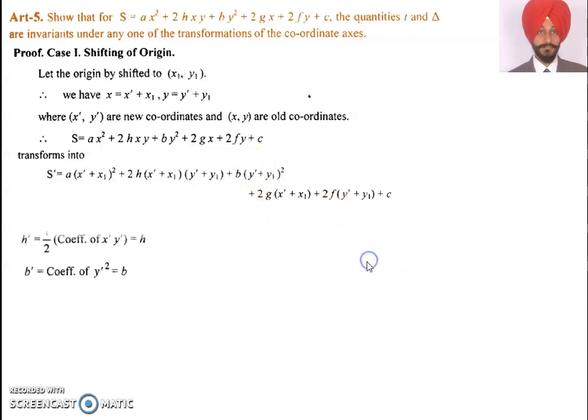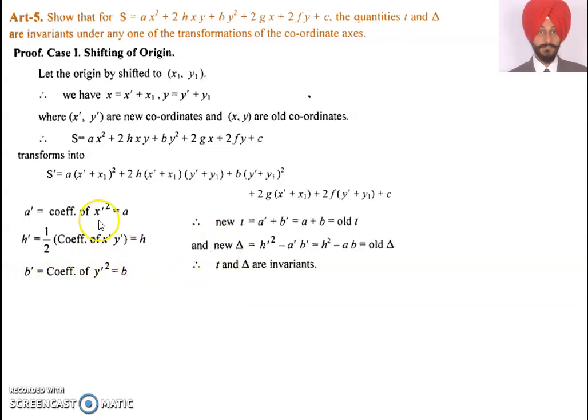Then when we see, a dash is the coefficient of x dash square, h dash is equal to 1 by 2 the coefficient of x dash y dash, and b dash is equal to the coefficient of y dash square. So here the coefficient of x dash square is nothing else, it is a, and h dash, half the coefficient of x dash y dash, is also equal to h, and b dash, the coefficient of y dash square, is b.